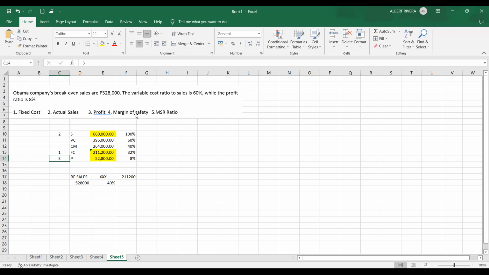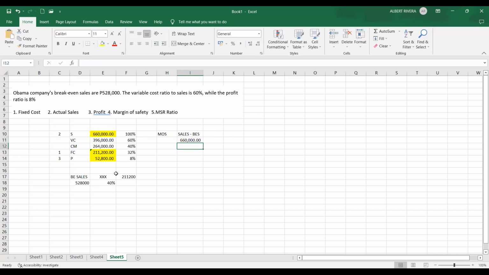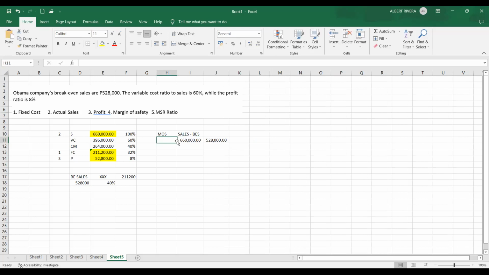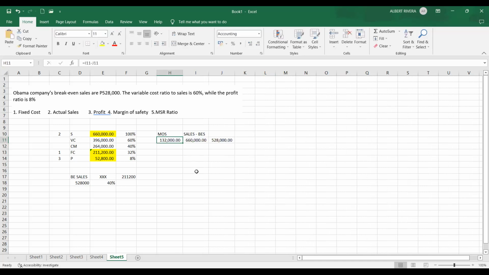While your margin of safety is equal to your sales minus the break-even sales. So your sales here is 660,000 minus the break-even sales amounting to 528,000. So your margin of safety here is 660,000 minus 528,000. And this is 132,000 pesos. This is the answer in item 4.